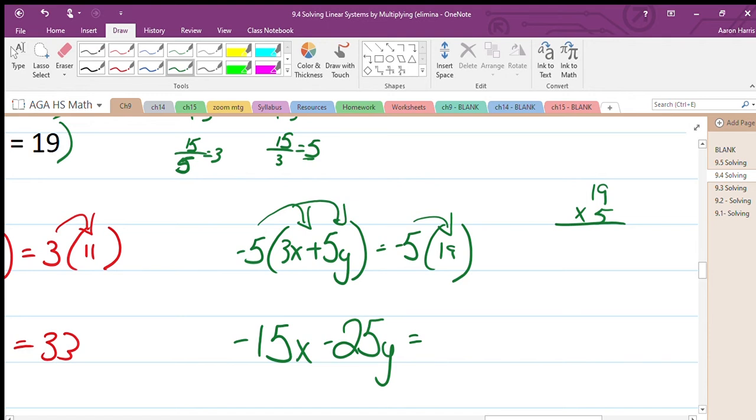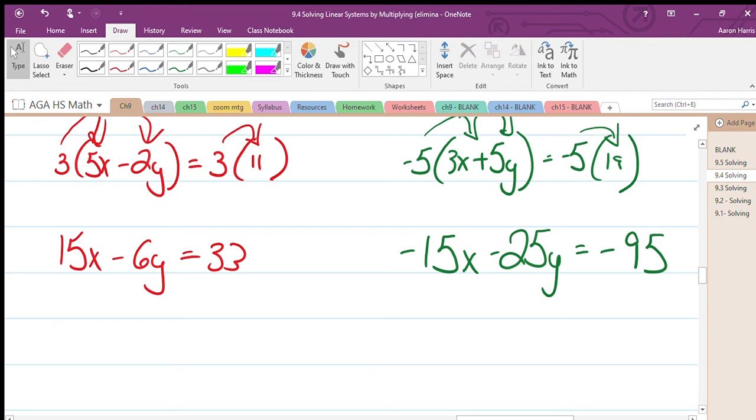9 times 5, or 5 times 9 is what? 45. Carry the 4. 5 times 1 is 5, plus 4 is what? 95. So I get negative 95, because a positive and a negative, okay? Make sure you are showing your work.